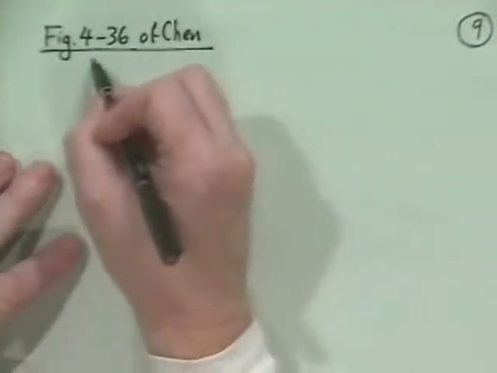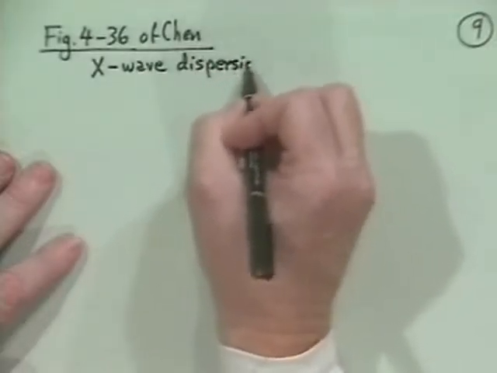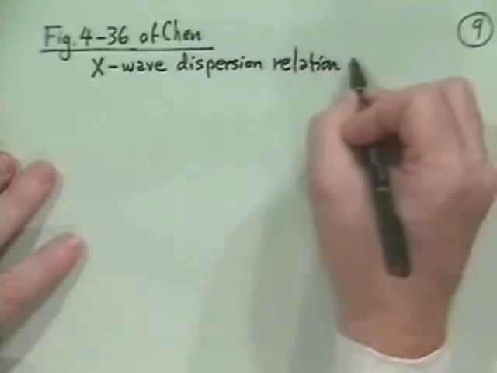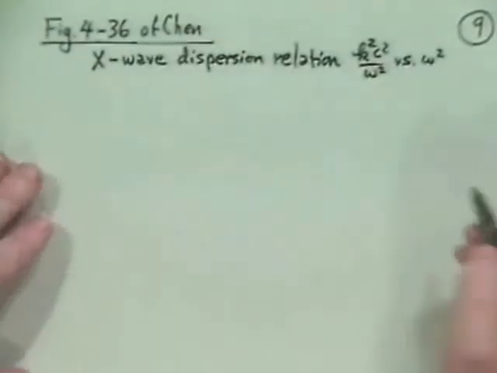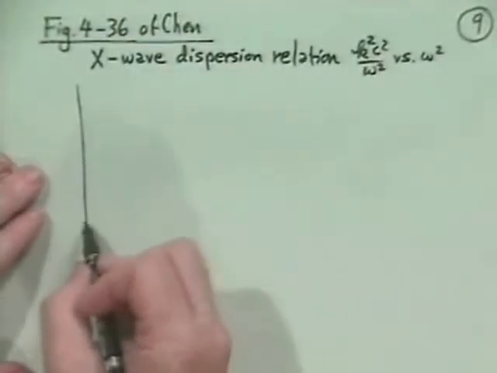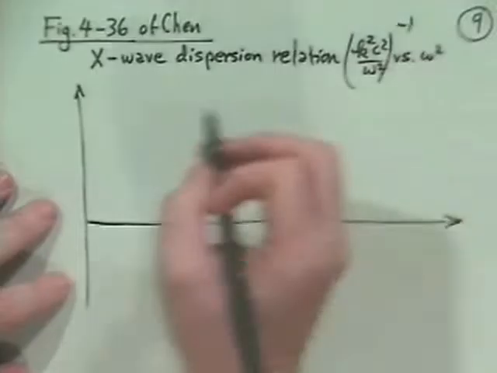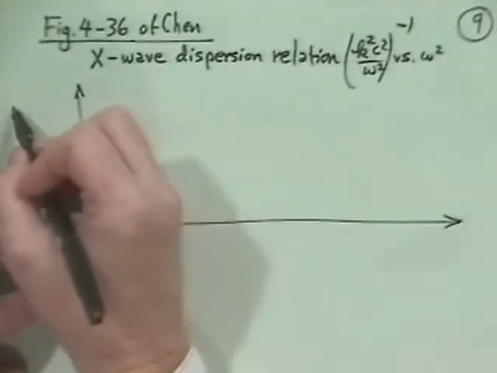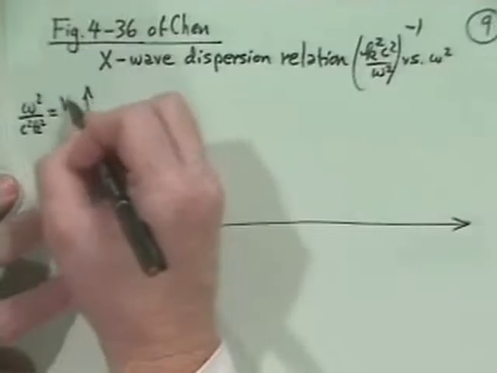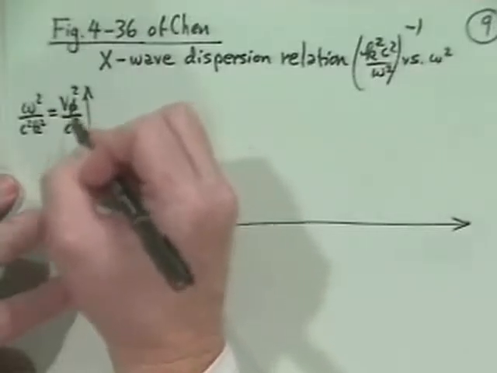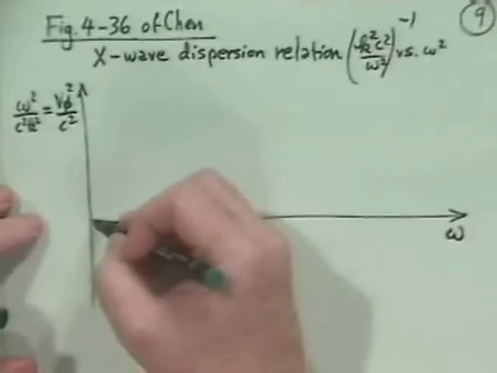And what it is for an X wave, extraordinary wave, dispersion relation, in the form of k squared c squared over omega squared versus omega squared. It's a little different way of plotting these things. So on the vertical, this is to the minus 1. So what we end up doing is plotting omega squared over c squared k squared, which is the phase velocity squared over c squared, versus omega. And I need to just kind of indicate a bunch of stuff, and then I'll sketch it in.